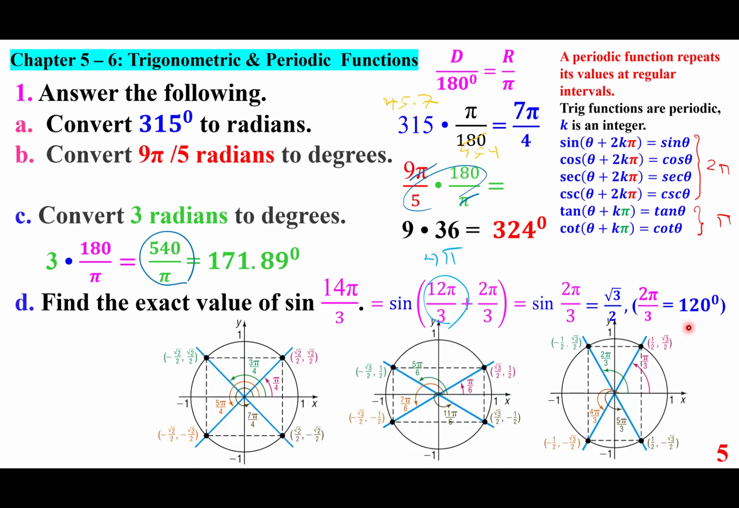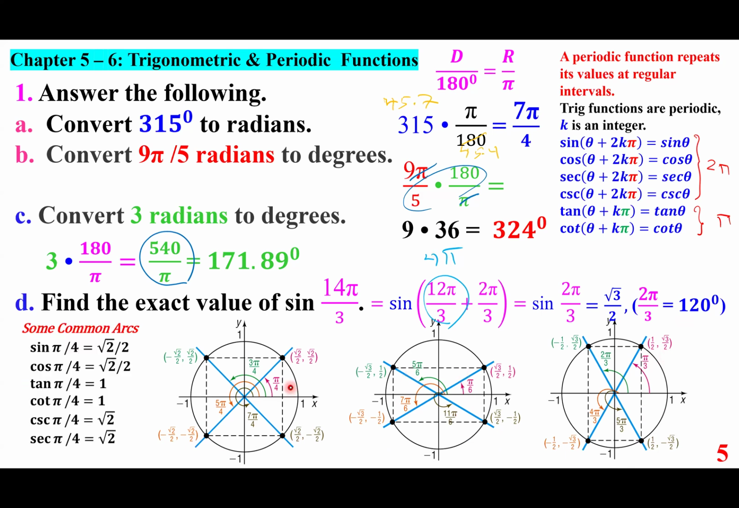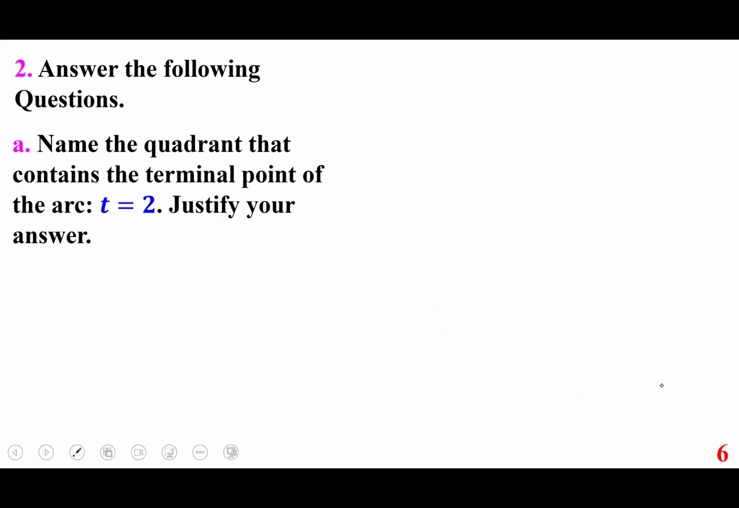Some of the common arcs I want to remind you that we need to be very comfortable with are pi over 3, pi over 6, pi over 4. For example, in the case of pi over 4, if we look at this point, which has coordinates x, y, x represents cosine, y represents sine. Sine and cosine are the same, square root of 2 over 2. Tangent and cotangent are the same, 1, and cosecant and secant are the same, square root of 2. You can look at the lecture for the others, but we'll discuss them as we come across them also.